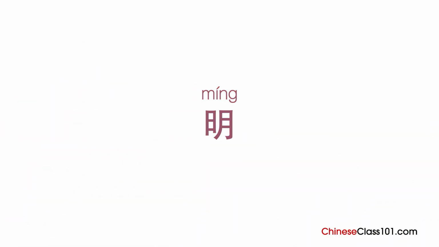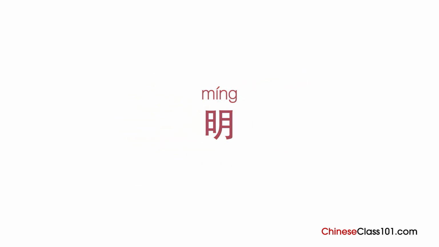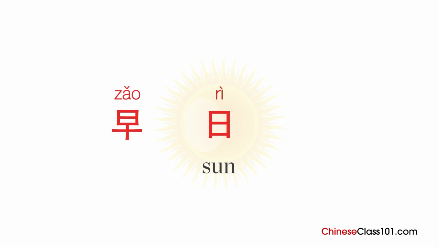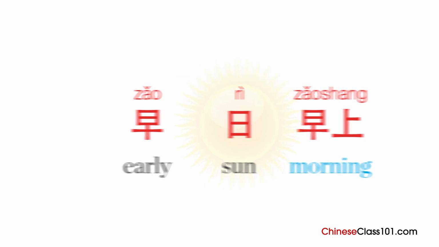For example, the character 明 is made of two radicals, 日 and 月, meaning sun and moon. When you put the radical sun and moon together, we get the character 明, the most common meaning of which is bright. A lot of times when you see the radical 日 in a character, it often has something to do with the sun, like this character, 早, meaning early, and the word 早上, meaning morning.